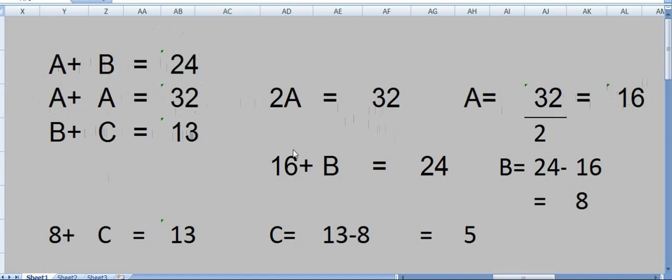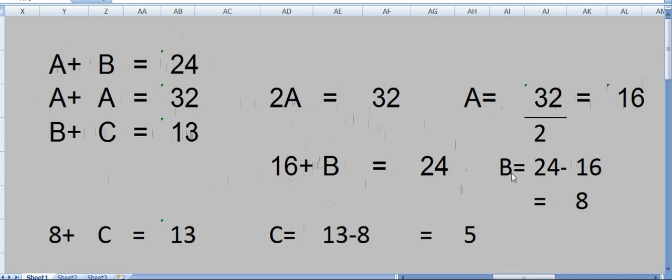Now 16 plus B equals 24. This number 1. Instead of A put 16. So B equals 24 minus 16. This 16 goes on the other side and B remains over here. So it's 8. See here, I have solved all these things and shown you how the plus, minus and division works in earlier videos. So that's why I am not wasting your time over here. So B equals 8.